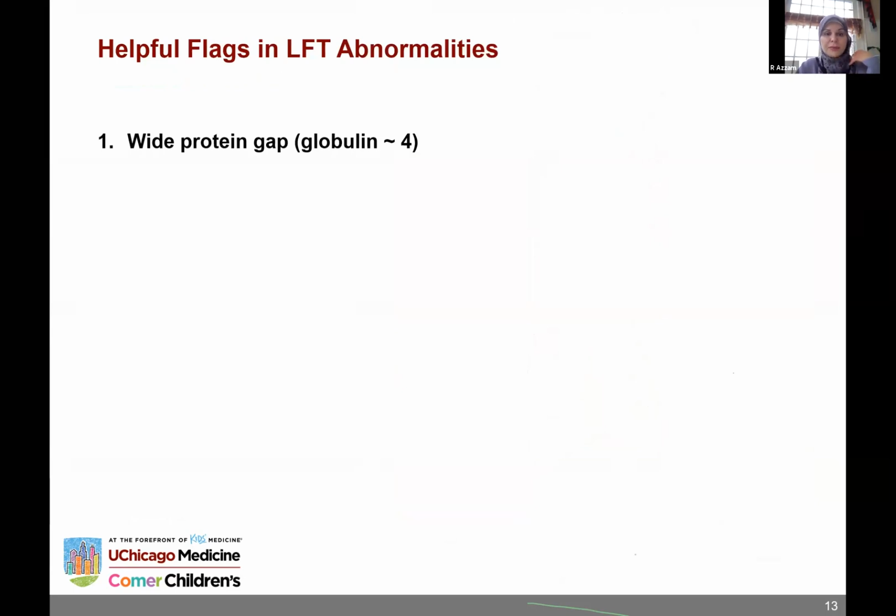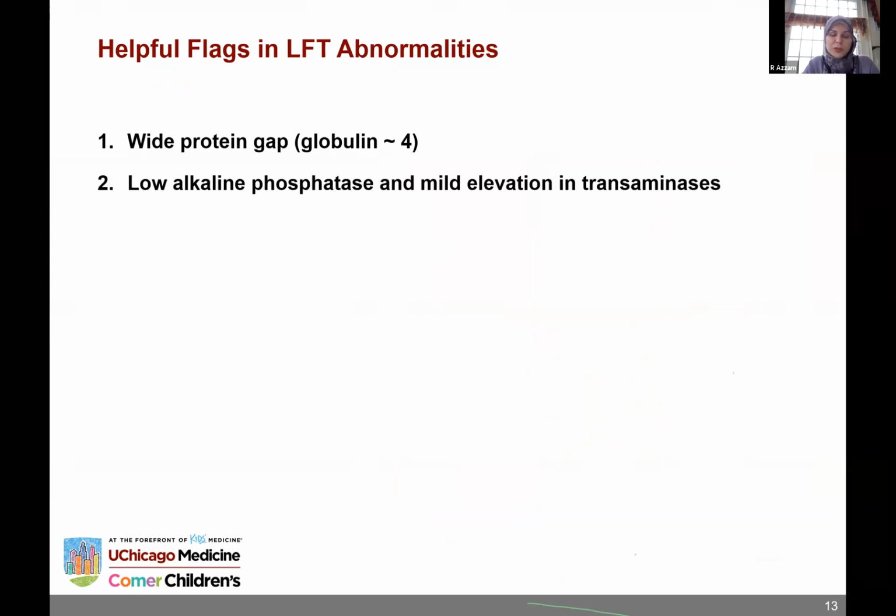All right, helpful flags on the liver panel itself. The first one, if you see a wide gap between total protein and albumin, like globulins of 4 and above, think about autoimmune hepatitis. If you have a patient with low alkaline phosphatase and mild elevation in transaminases like 100, 200, usually not higher than that, though I've seen 600 and 700, then think of Wilson's disease.